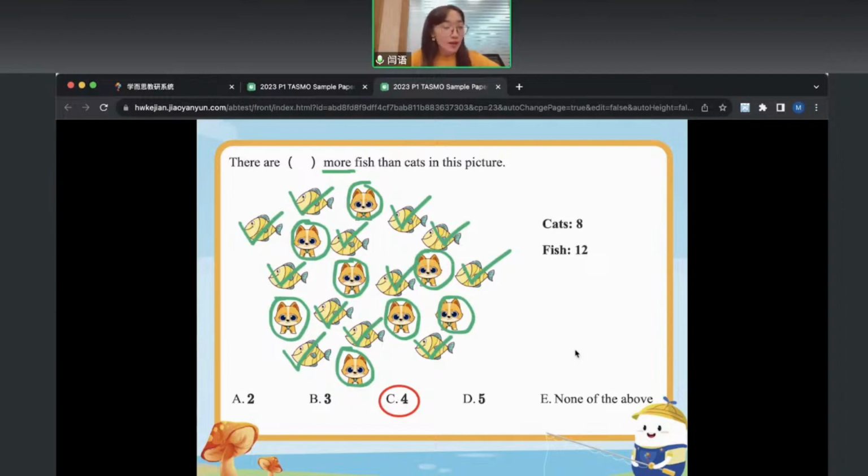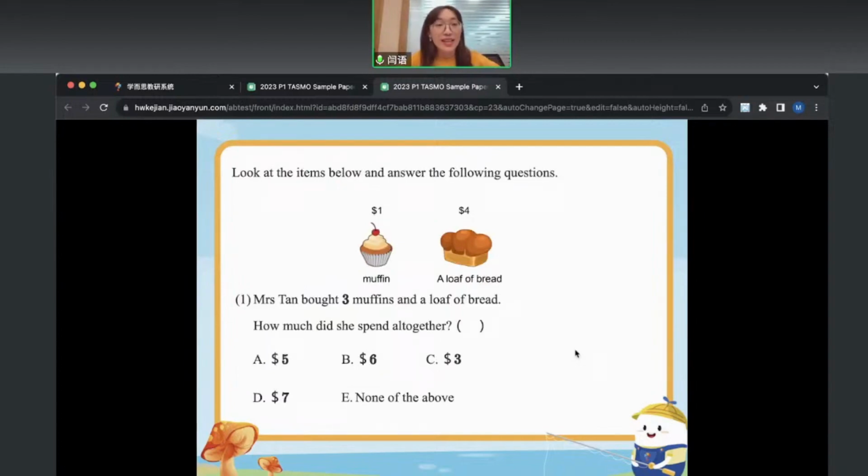Okay, the first one is super easy, and Teacher Apple only wants to mention that do remember to underline or circle the keywords. And also, when you try to count something, try to tick it or circle it. Just remind yourself. Okay, now let's move on to the second one.